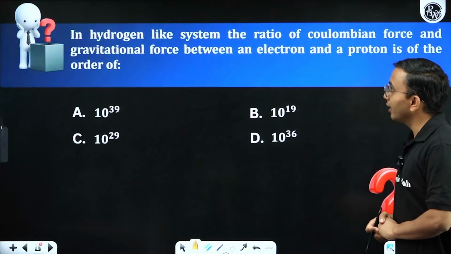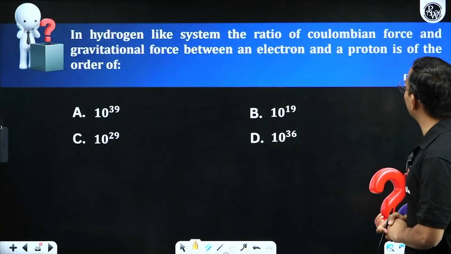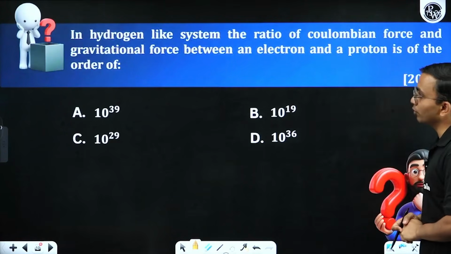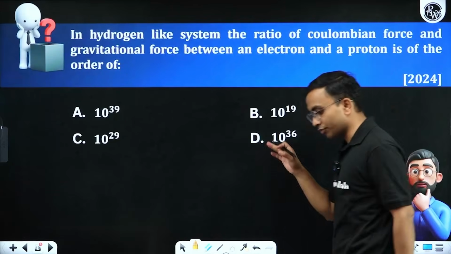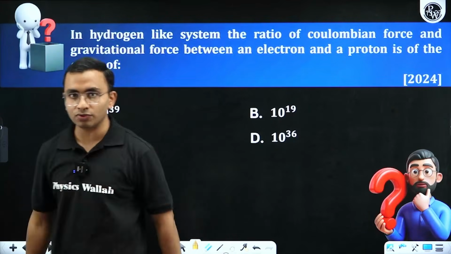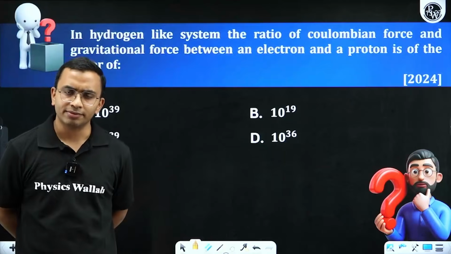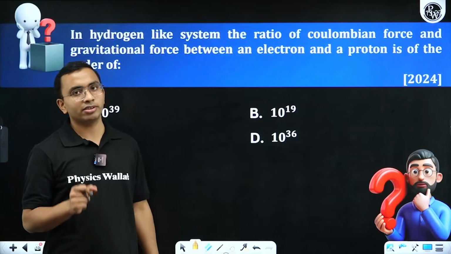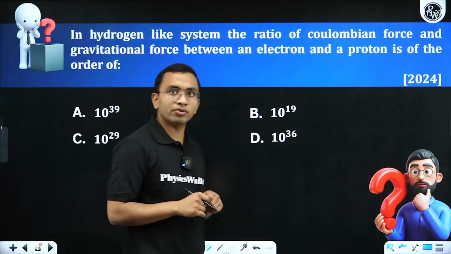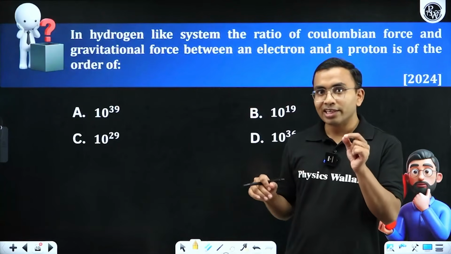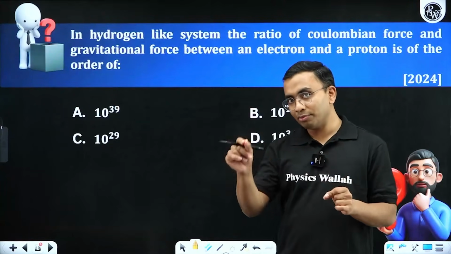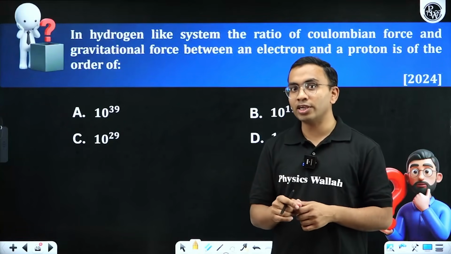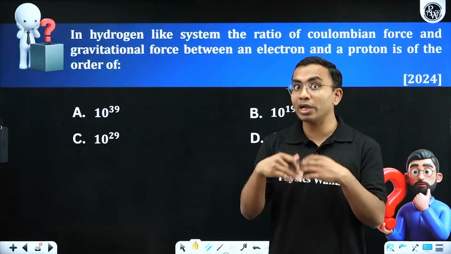What it is asking here: in a hydrogen-like system, the ratio of Coulombian force and gravitational force between an electron and proton is of the order? So we need to tell the order of the ratio of the two forces. First of all, which force is greater? Certainly the Coulombian force is greater. Why so? Because in gravitational force the formula is G m1 m2 by r square. What is the value of G? 6.67 into 10 to the power minus 11.